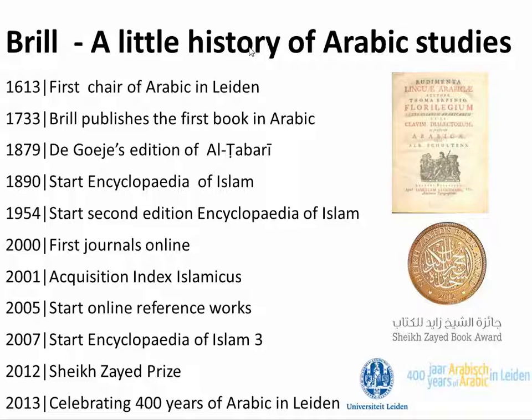In 1890, the first meeting of the Encyclopedia of Islam was held in Leiden, and the Encyclopedia of Islam first edition started soon after that. After the Second World War, we started with the second edition of the Encyclopedia of Islam, the most commonly used version of it, which was completed in 2005. In 2000, the first journals came online, and then you see a lot of developments in the electronic world. The Index Islamicus came to Brill. We started online reference works. In 2007, we started the Encyclopedia of Islam, 3rd edition, which is still underway.